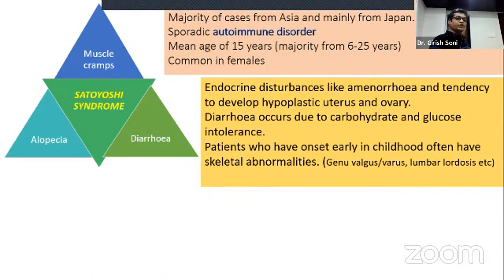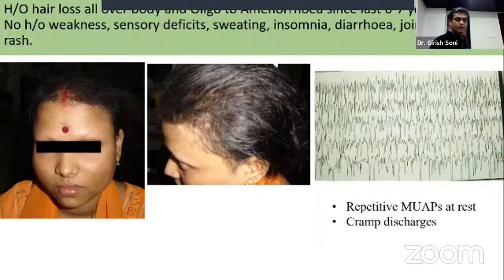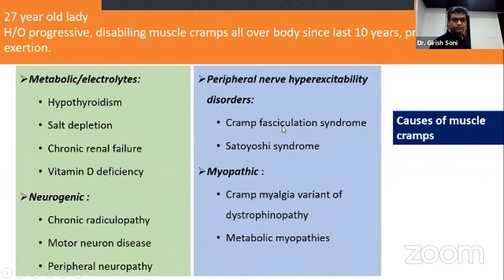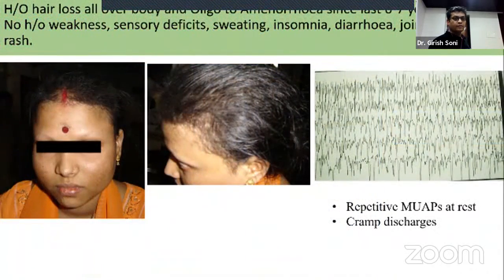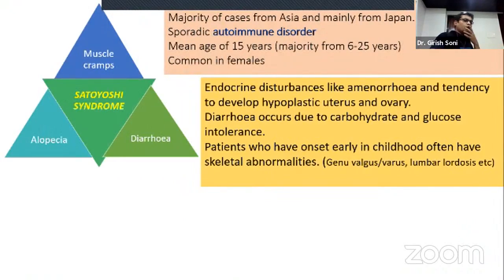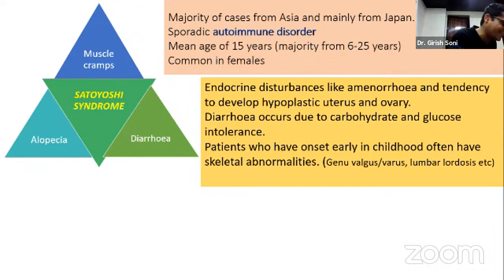So this is Sato syndrome, one of the causes of cramps because of peripheral nerve excitability. So what is Sato syndrome? It is a typical triad of muscle cramps, alopecia and diarrhea. This patient did not have history of diarrhea. Majority of cases are described in Asia and Japan. It is believed to be sporadic and has an autoimmune basis.